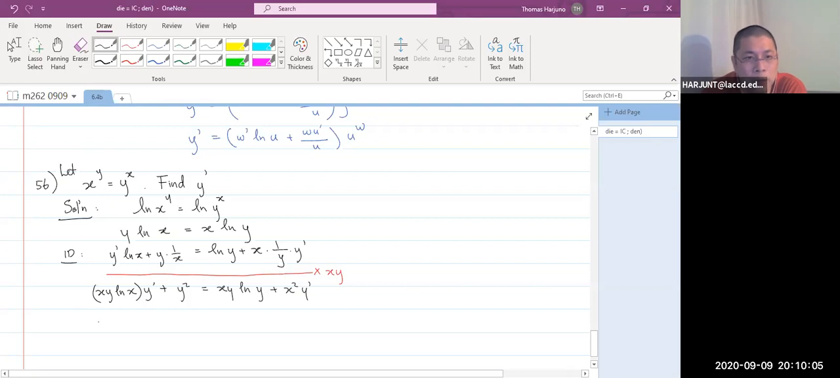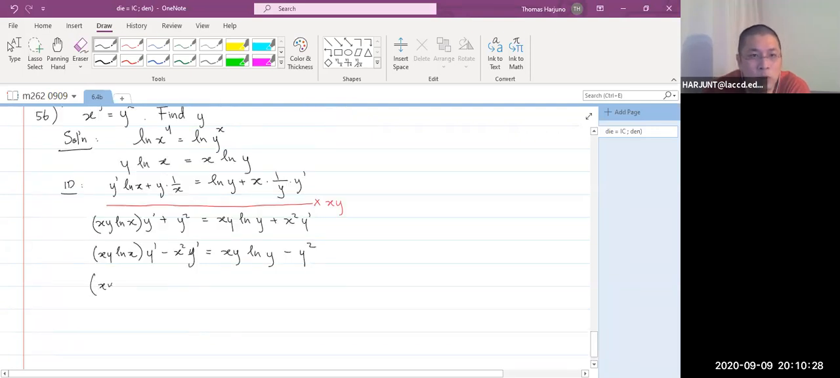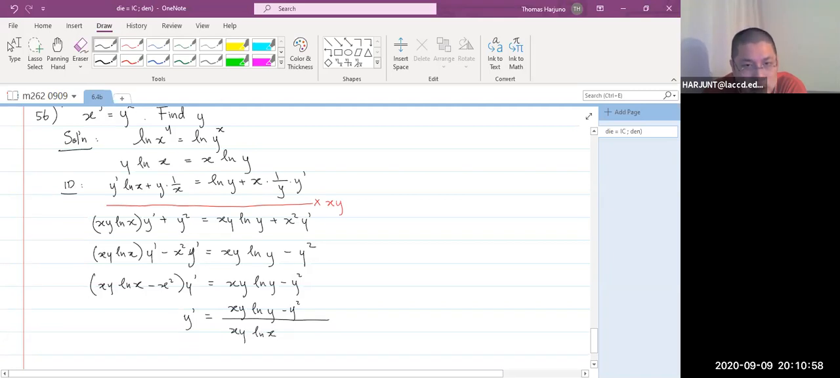I'll put the y prime together. xy ln x y prime minus x squared y prime equals xy ln y minus y squared. So this becomes xy ln x minus x squared, times y prime, equals xy ln y minus y squared. So my y prime will be this ugly thing. I wonder if factoring it will help. No, it doesn't. So xy ln y minus y squared over xy ln x minus x squared.